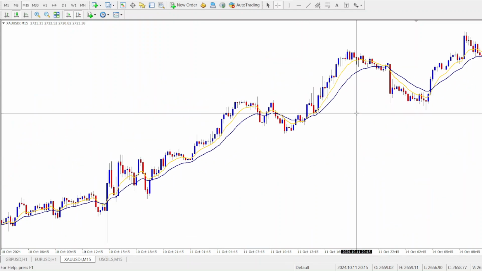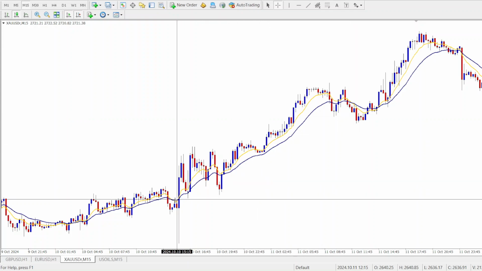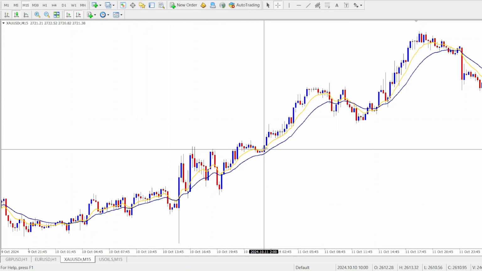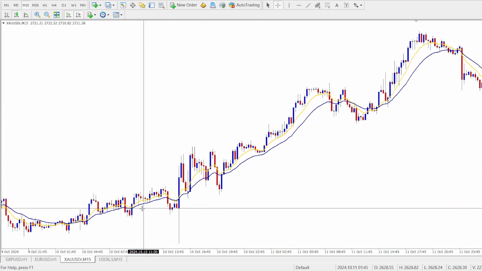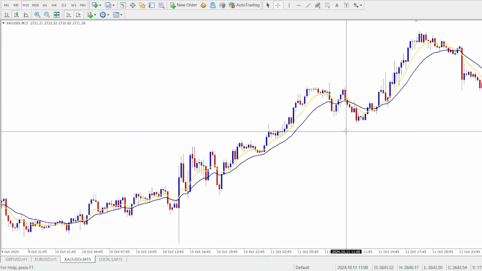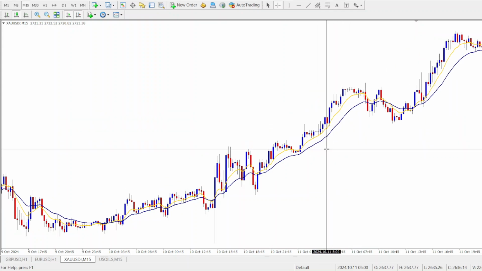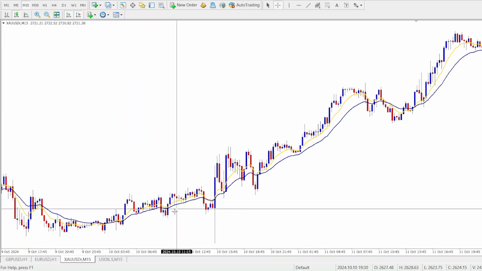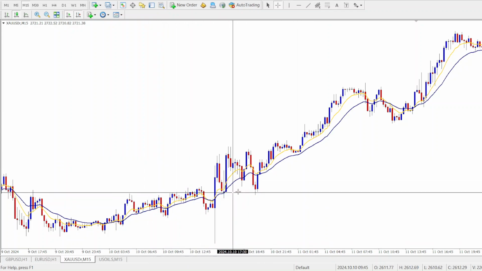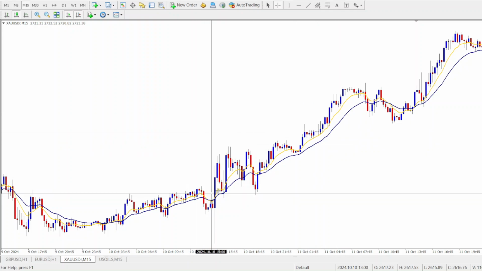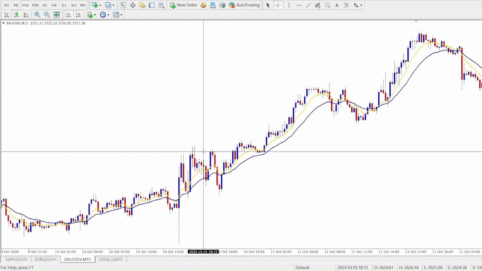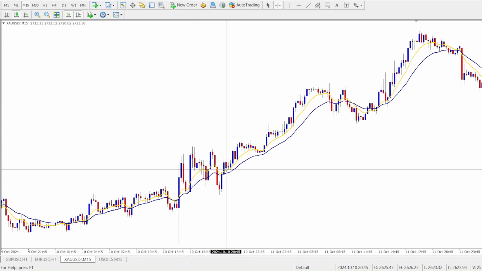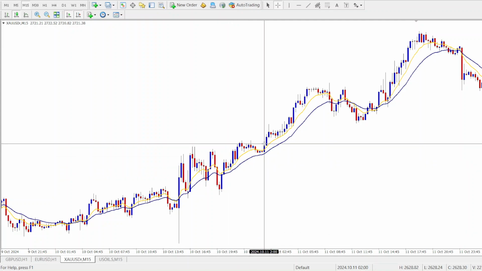Now in terms of trend identification, if both EMAs are sloping upwards, as we can see, the market is in an uptrend. You should look for buying opportunities, particularly when the price pulls back to the 9 EMA. With the two EMAs pointing upwards, it indicates a bullish trend, so I want to be looking for buying opportunities. When price retraces back to the EMA, you can consider entering a buy trade.